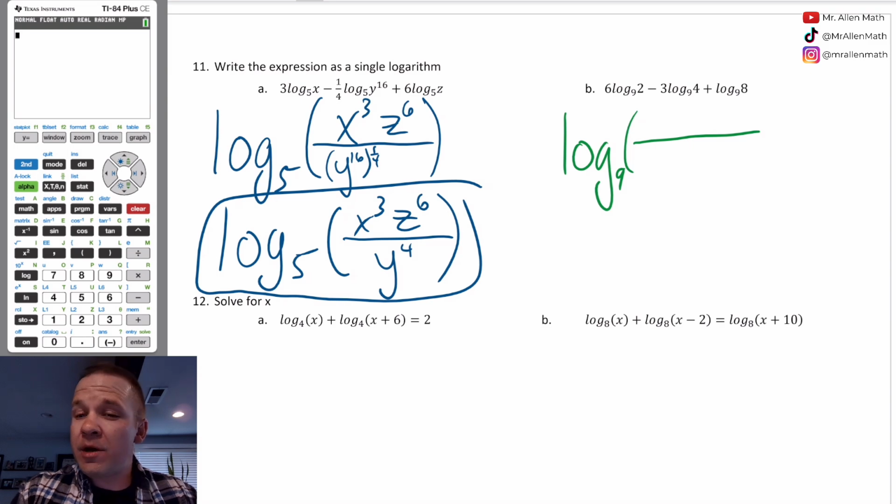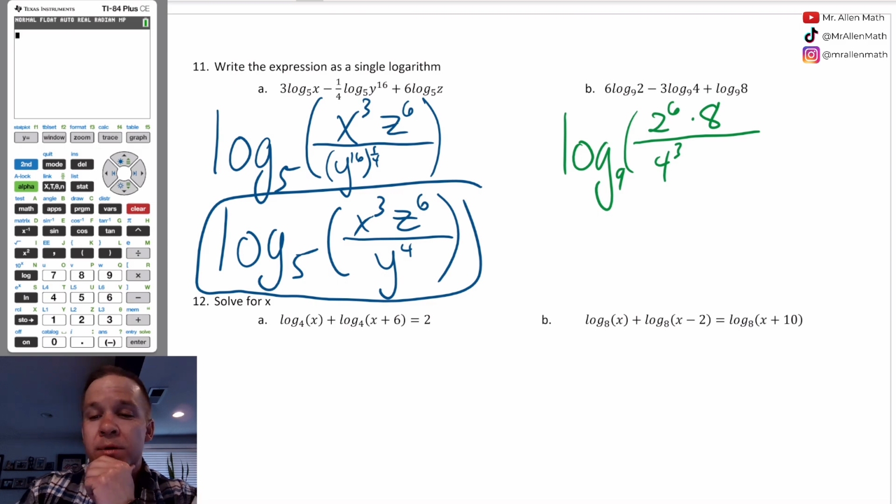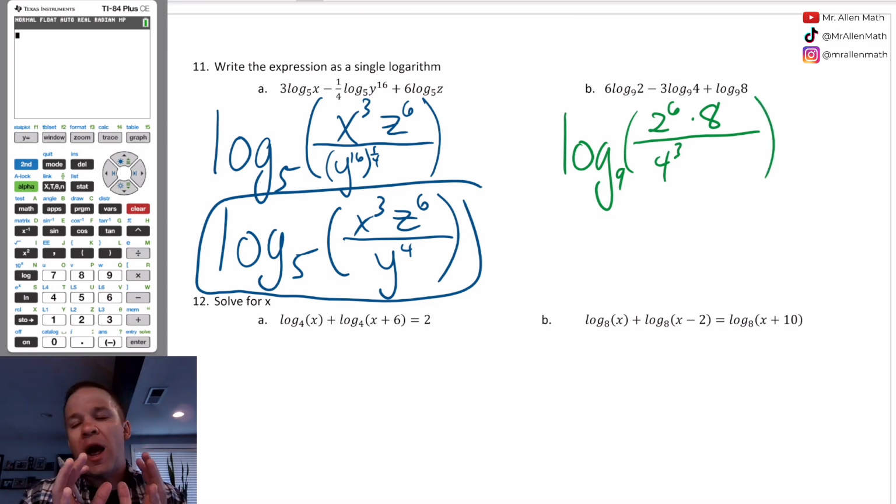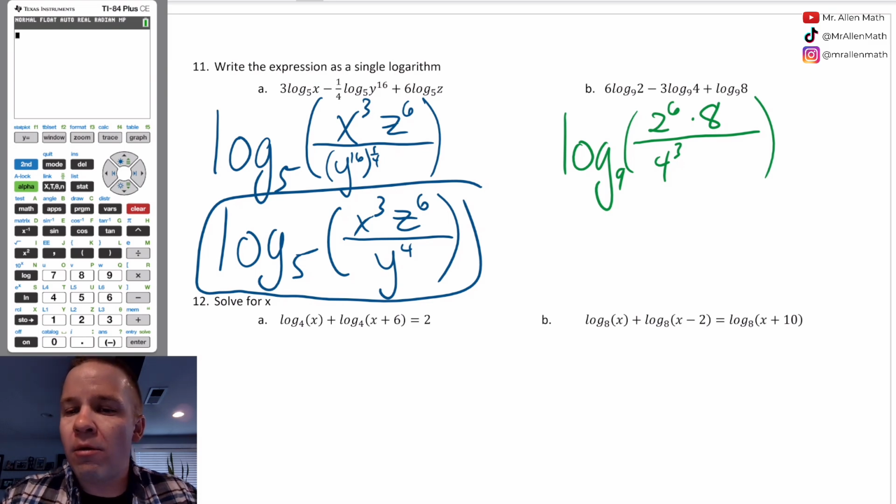It's going to become 2 to the 6th. I'm just going to write that down, 2 to the 6th. Then we have 4 to the 3rd, and then the last one here I have times 8. Now, you could throw this fraction into your calculator. We'll do that, but I'm going to do this by hand as well.